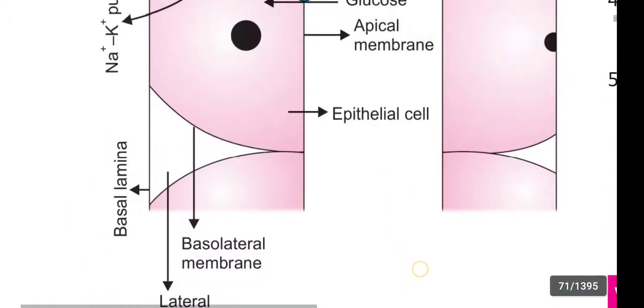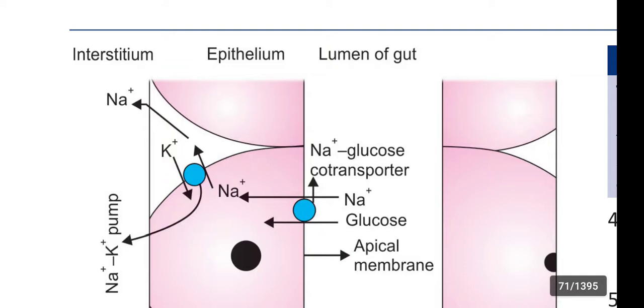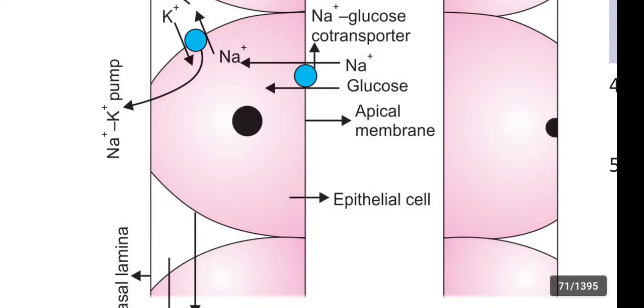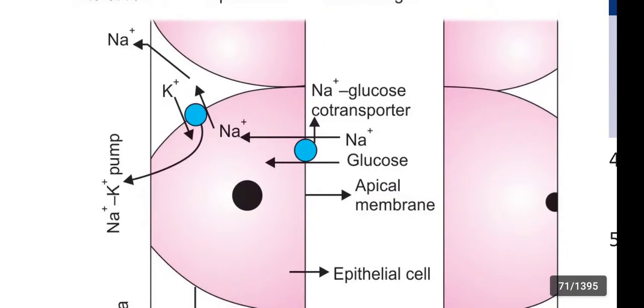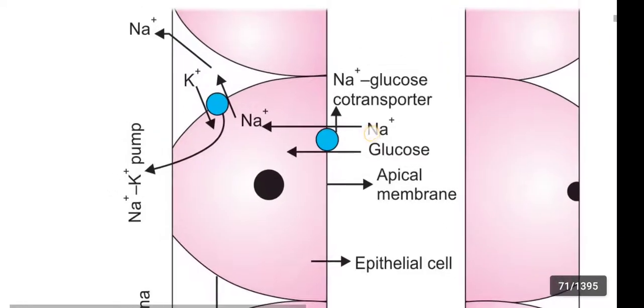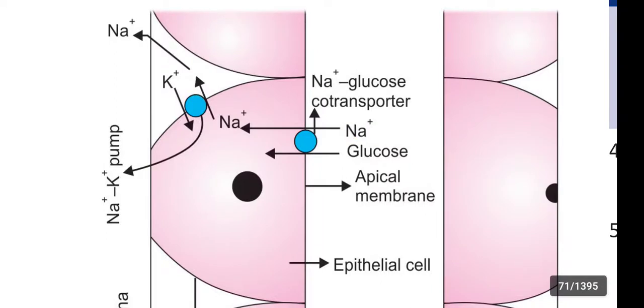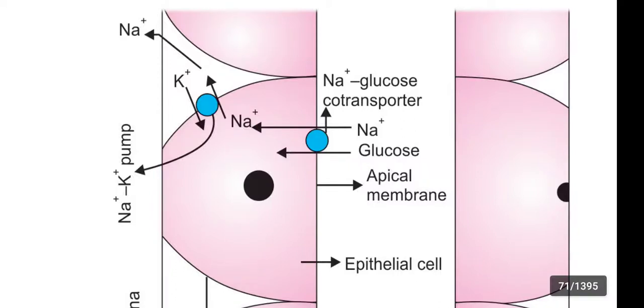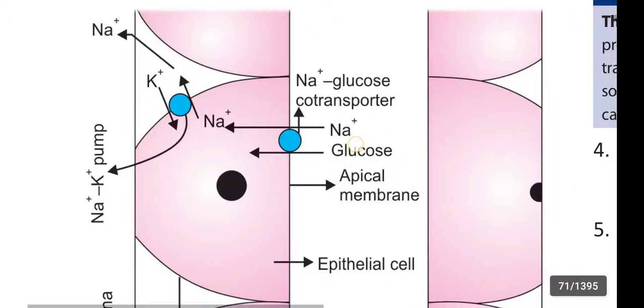The carrier protein helps in transport of sodium into the cell along with the glucose. If you observe here, this is the sodium glucose co-transporter. It transports the sodium into the cell along with the glucose simultaneously.